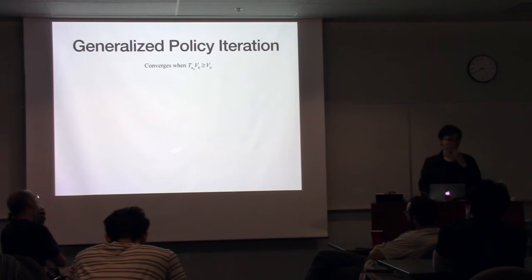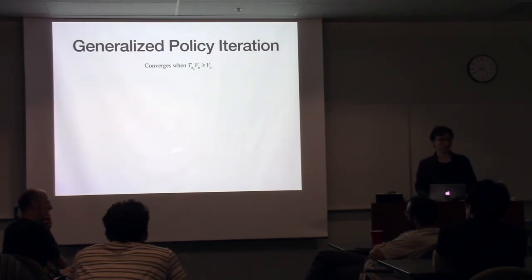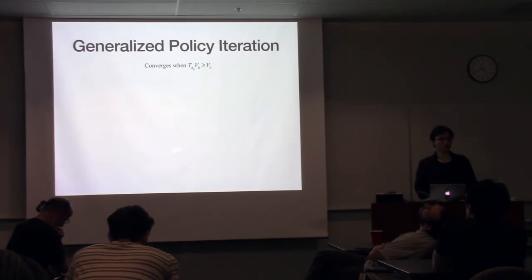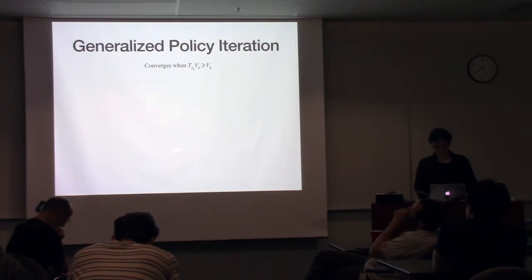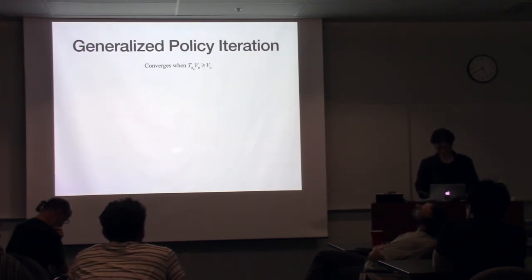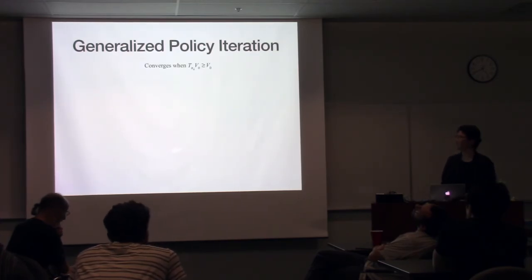Yep, Nico. Do you know some intuition about when this will hold? Like you mentioned, if you have a 0 vector and you have positive rewards, then the other one will hold. Do you have a similar statement for this one? It's a hard question. Actually, I don't have it. Actually, I don't know. Sorry, I can't answer your question.